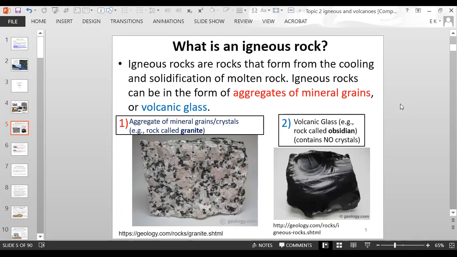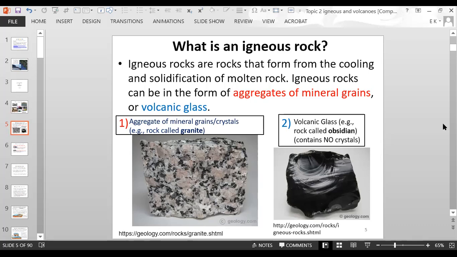So what is an igneous rock? Igneous rocks are rocks that form from the cooling and solidification of molten rock. Igneous rocks can be in the form of aggregates of mineral grains or volcanic glass. So aggregates of mineral grains or crystals, an example would be granite, shown here. And you have different crystals in here. You have some pink, some white, some black.